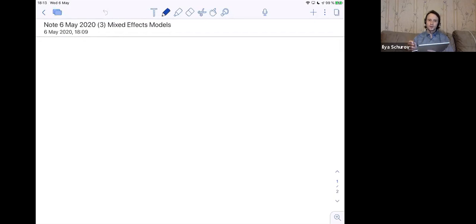Okay, I think we can begin. And today we continue studying different kinds of regression models. And now it's time to discuss so-called mixed effects models.